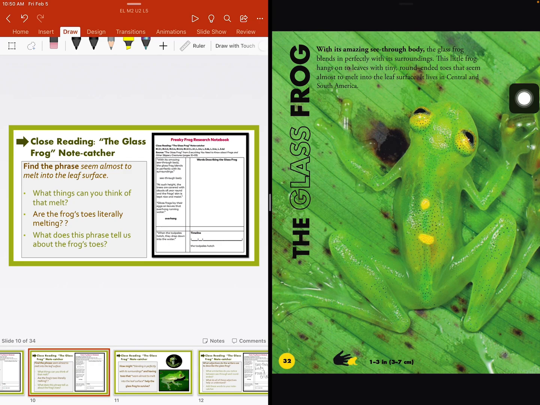Are the frog's toes literally melting? No. Oop, I skipped a part. What are things that you can think of that melt? Like chocolate, ice cream, ice. I thought of cheese. Cheese melts. So what does this phrase tell us about the frog's toes? Yes, the frog's toes aren't melting, but they're blending in.